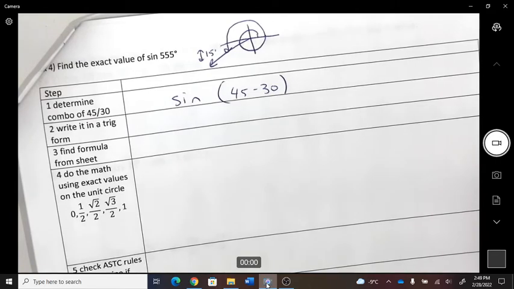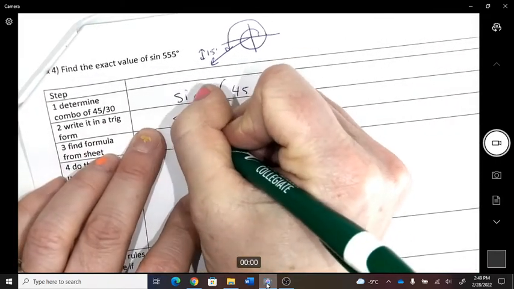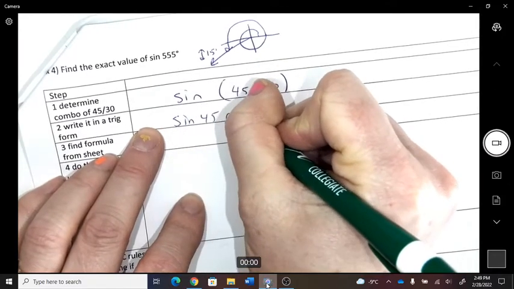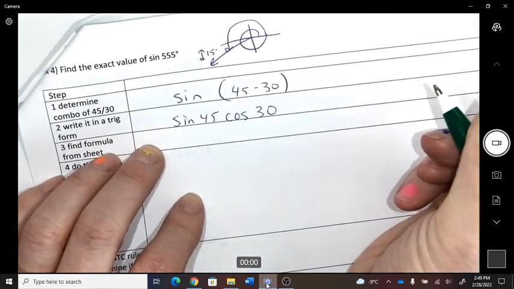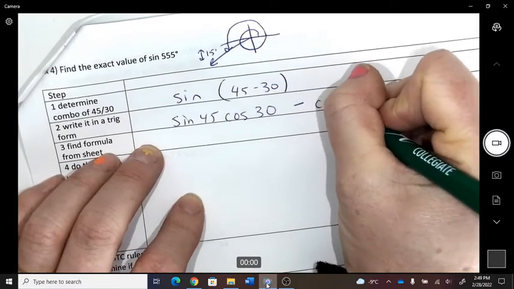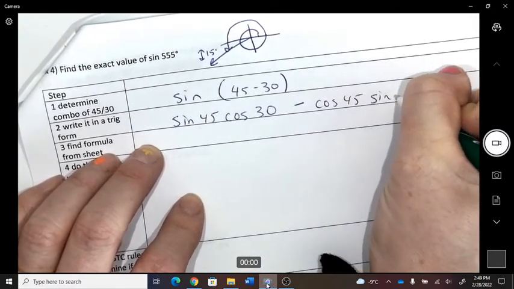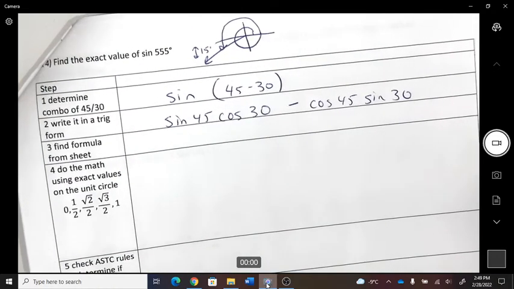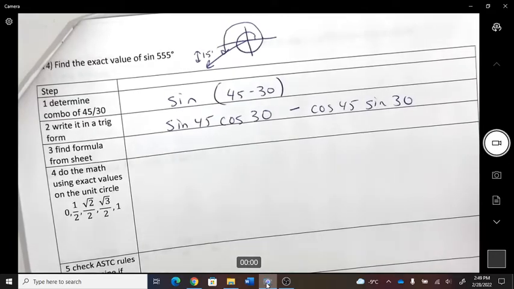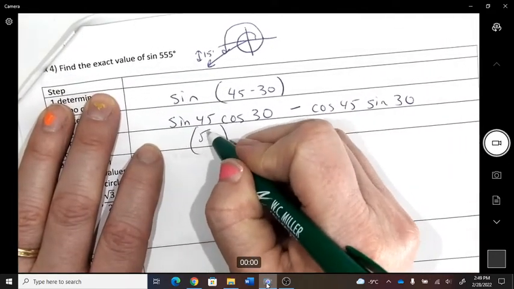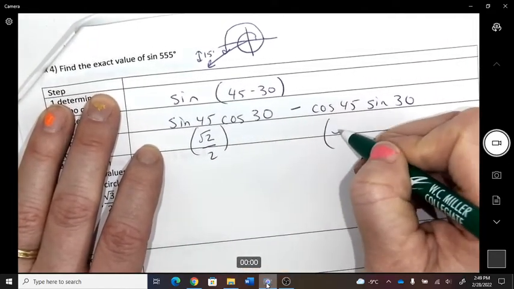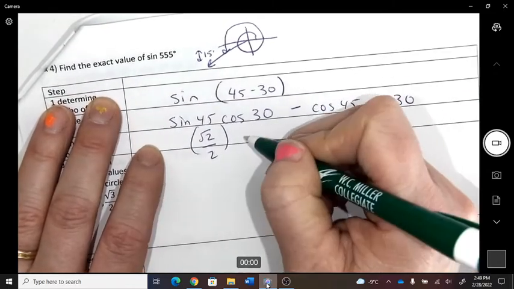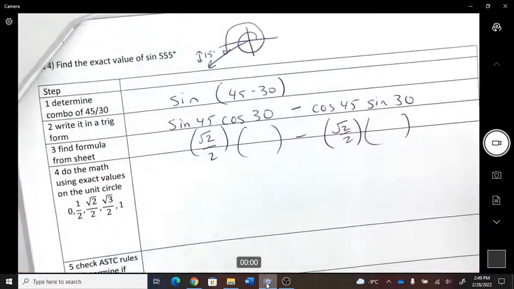Okay, we like the formula we picked? Did you find it on the sheet? We're going to have a sine 45 cos 30, subtract a cos 45 sine 30. Okay, don't memorize it. Look on your sheet. Do you have to memorize these? Nope, you fully will have that sheet on your test.